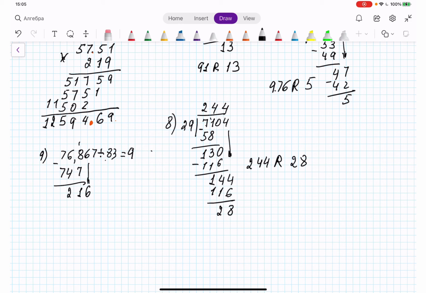216 divided by 83. I'm taking 21 divided by 8. 3 times 8, 24, so 2 times 8 is 16. All right? 2 times 3 is 6. 2 times 8 is 16. 6 minus 6 is 0. 11 minus 6 is 5. Okay, bringing down 7.